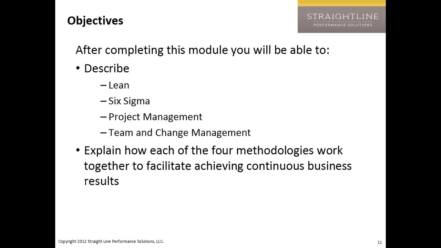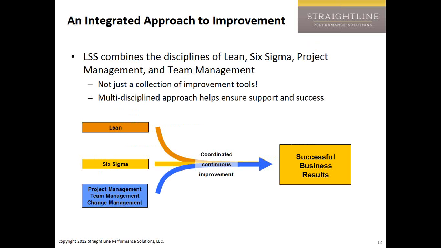Now, one of the things that we'll want to do is I'm going to talk you through essentially the program structure that we have. We talk a lot about Lean and Six Sigma, but we also talk a little bit about project management and team and change management. So in a very real way, those are the four basic disciplines that you really need to be able to master if you're going to be a successful black belt. So I'll take a little bit of time explaining some of these things just to make sure that we're all on the same page.